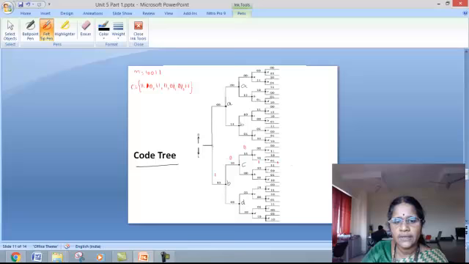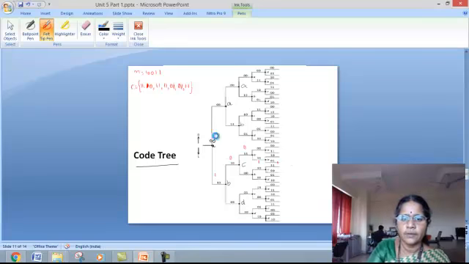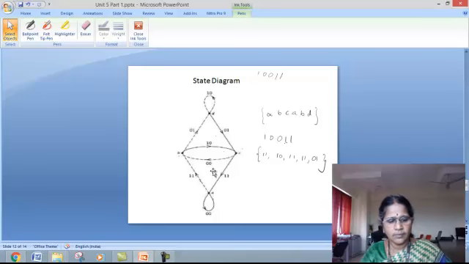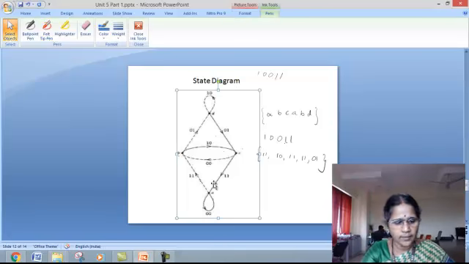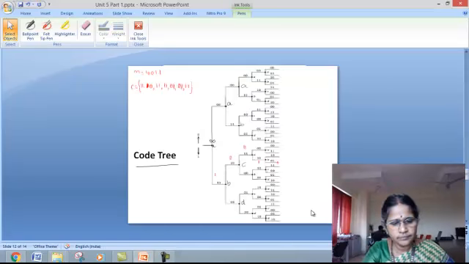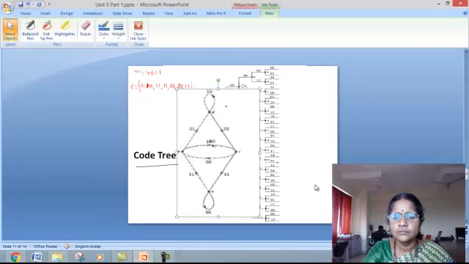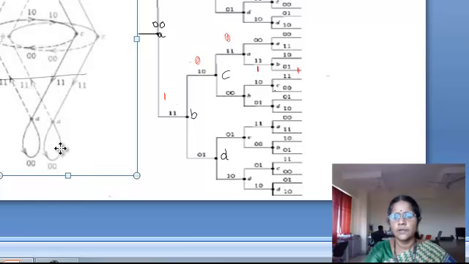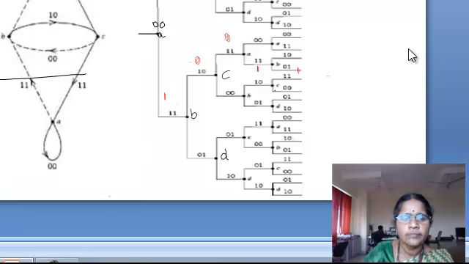Now we are here in the root. First, as usual, consider initially the current state of the encoder as 0 0. That means we are in state A. When you are in state A, let me just bring this state diagram here for convenience.